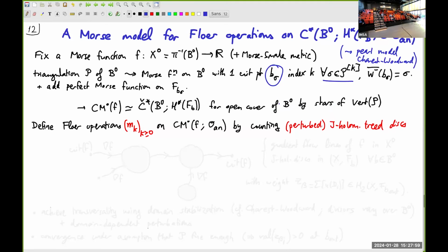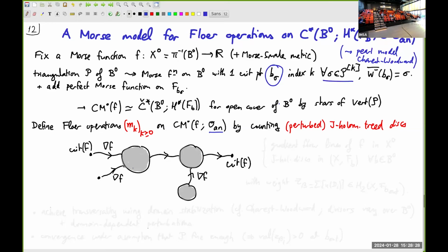Okay. So then we're going to define Floer operations on this Morse complex with coefficients in the weights that we like to have by counting. So now what do you mean by ON? At a given critical point corresponding to some cell of a division P, the coefficients will need to be, of course, in the things that are Novikov convergent over the star of itself. And we will count perturbed J-holomorphic treed disks. So things that look like this. This is like part of an M2 operation.